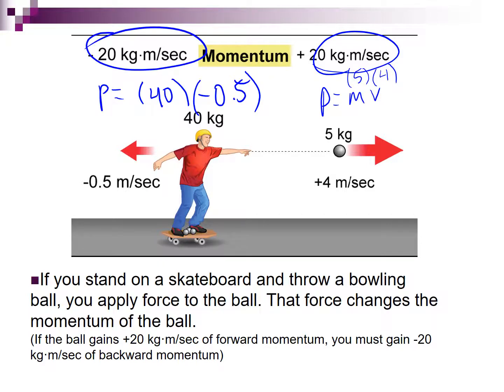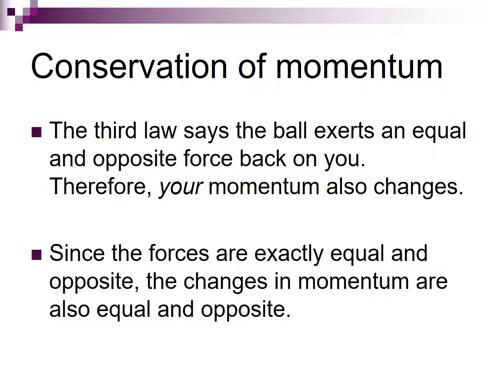And so we see that they're both equal in momentum, but in opposite directions. So the third law says the ball exerts an equal and opposite force back on you, just like we saw. Therefore, your momentum also changes. And since forces are exactly equal and opposite, the changes in momentum have to also be equal and opposite.